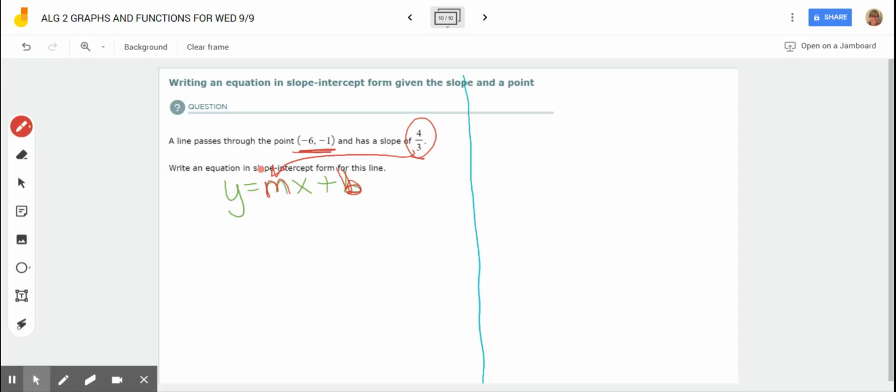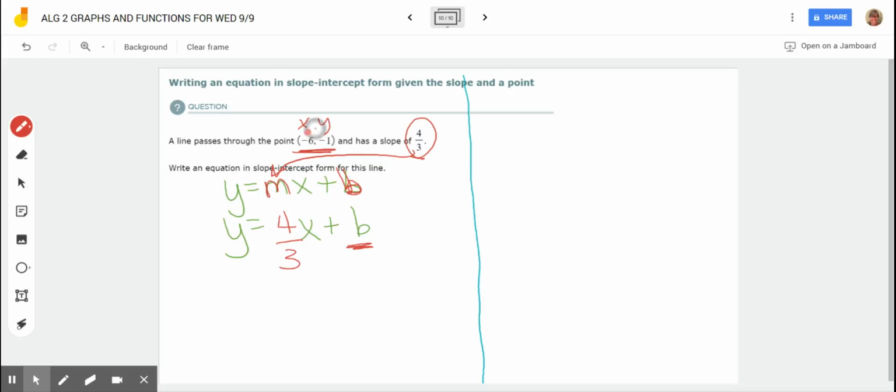Let's plug that in. y equals mx plus b. Okay, let's plug in that 4/3. There you go. See, now all you need is a b. How can you get a b?